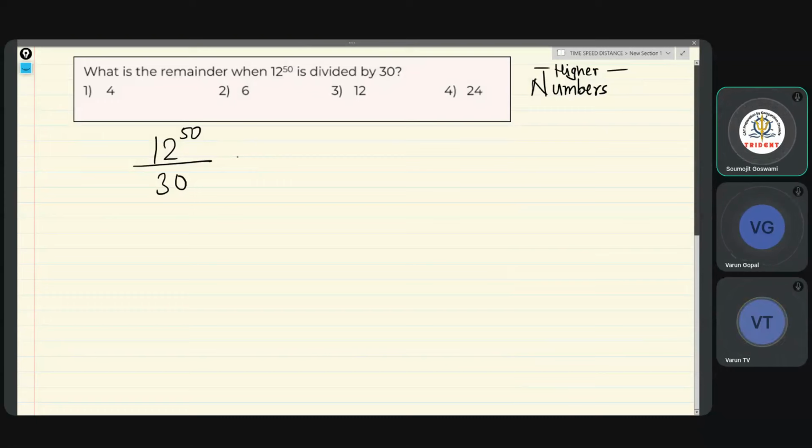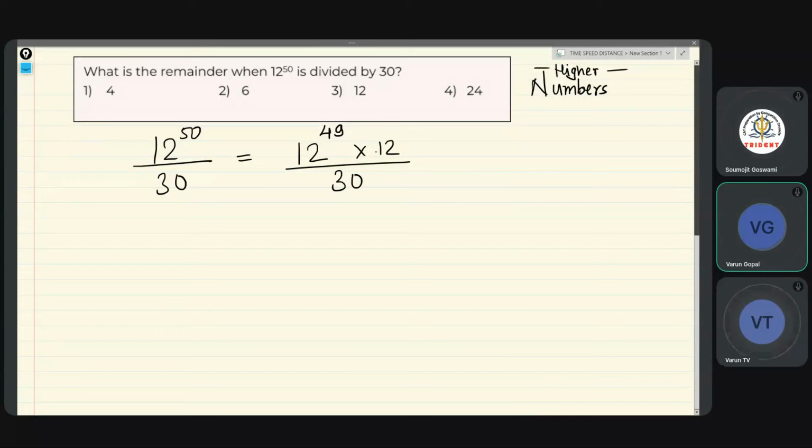Yeah. Right. So let's do one thing. Let's take 12 out of the 12 raised to 50 and write it over there. If I do this, can I cut it by some number? Yeah, 6 would be. 6 twos are, 6 fives are.